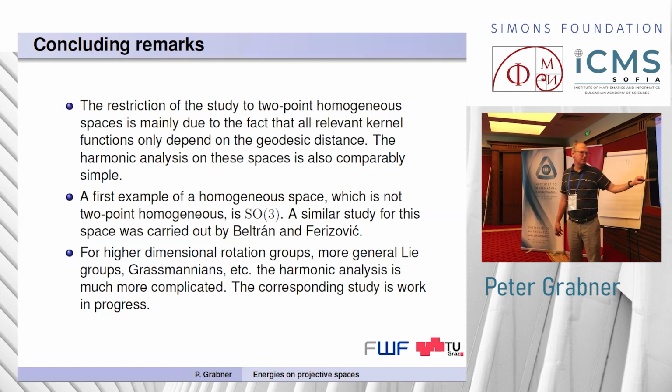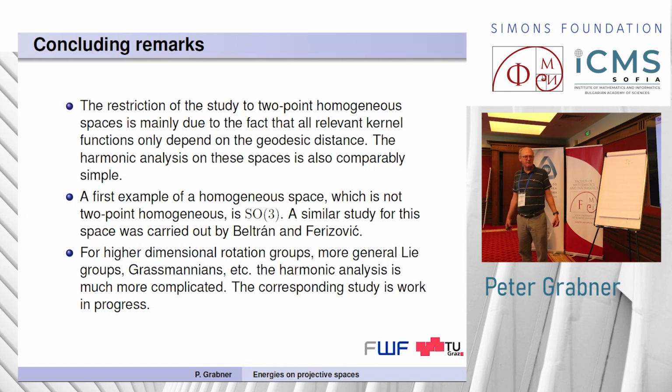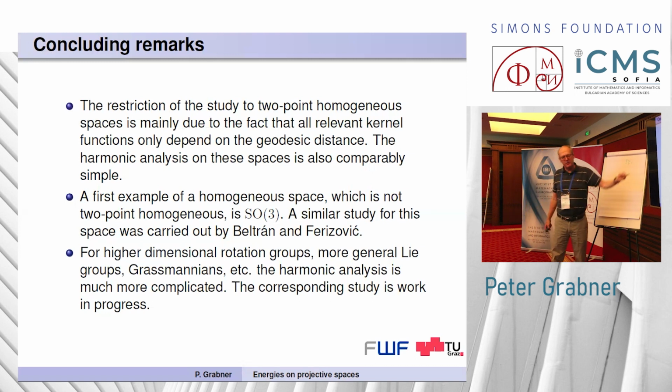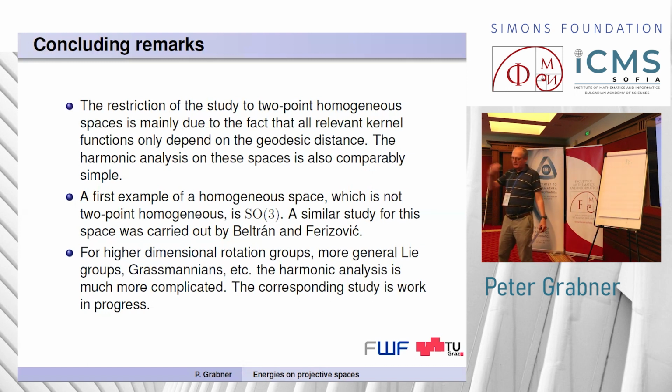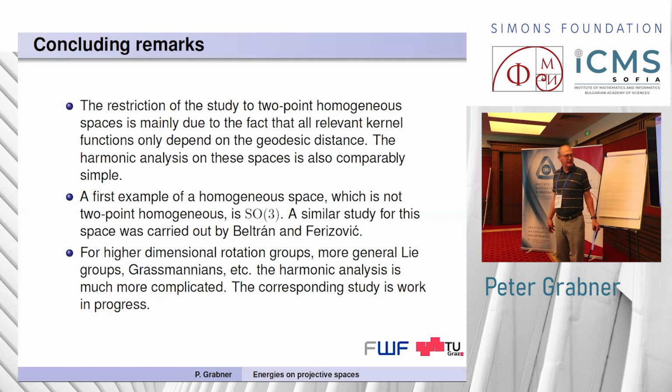Of course, the next step would be to go further to higher dimensional rotation groups, possibly more general Lie groups, Grassmannians, but there the harmonic analysis would then be definitely multivariate. You would have to use multivariate asymptotics to be able to compute all the parameters that we have computed. So there is one further step of complication. We have started a bit to think about how to do that, but possibly we are still at some early steps of this program.